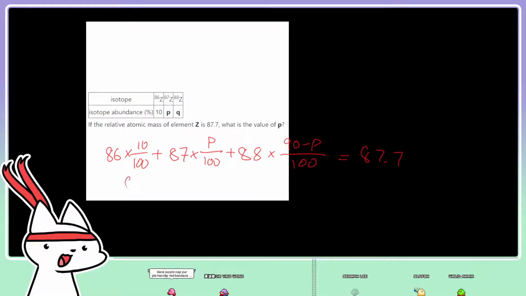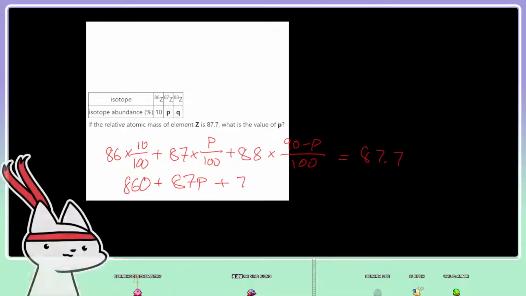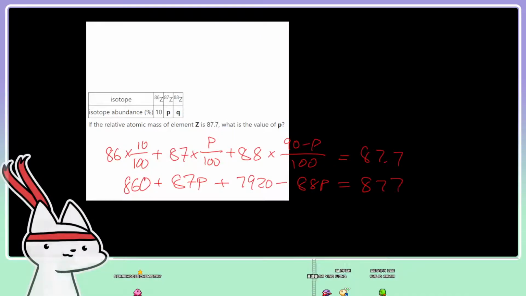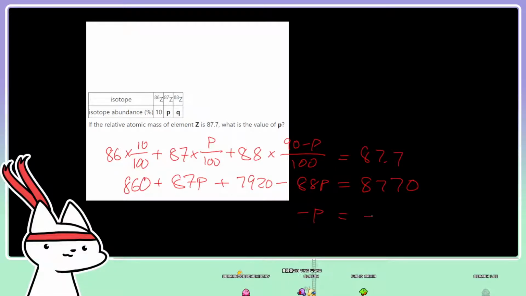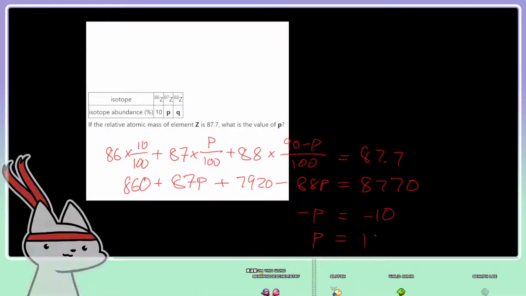So if I work on this, it becomes 860 plus 87P plus, if I take 88 times 90, I get 7920 minus 88P equals 8770. So if I rearrange all the P's, 87 minus 88, I get minus P equals 8770 minus 860 minus 7920, I'll get negative 10. Get rid of negative on both sides, P equals 10.